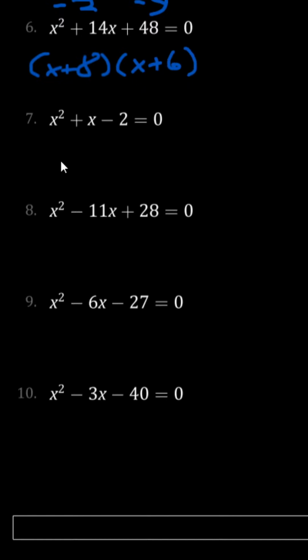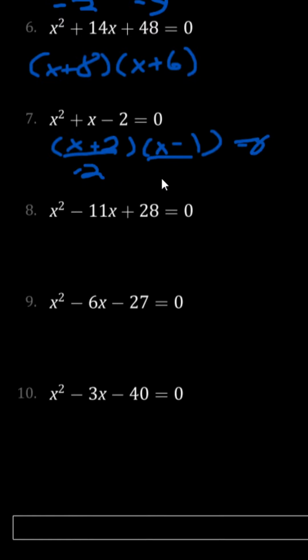An even easier question now. X squared plus x minus 2. We have a negative 2. However, the b value is positive, which means the 2 is going to be positive and the 1 will be negative because negative 2 only has 2 factors. It's going to be negative 2 and 1 in this case. What makes this 0? Well, that's negative 2. What makes this 0? That's going to be 1.